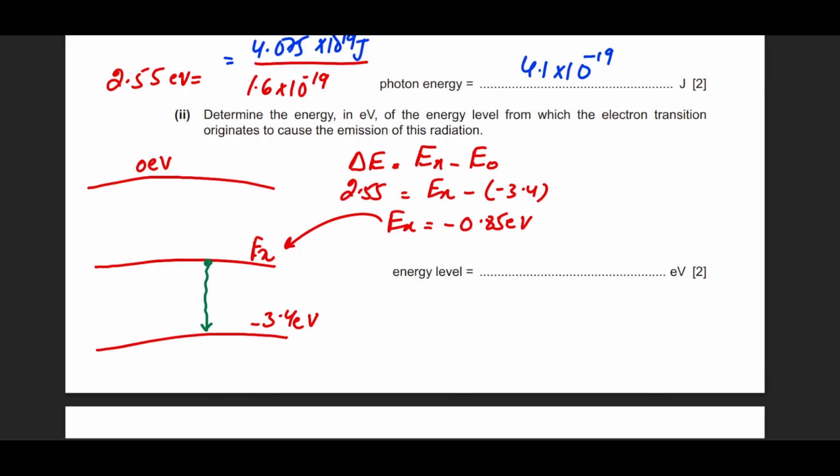Okay, so this level is negative 0.85, and as we go below, this will become more and more negative, because removing the electron from that position, being closer to the nucleus, calls for a greater amount of energy. So this will come out as negative 0.85 electron volts.